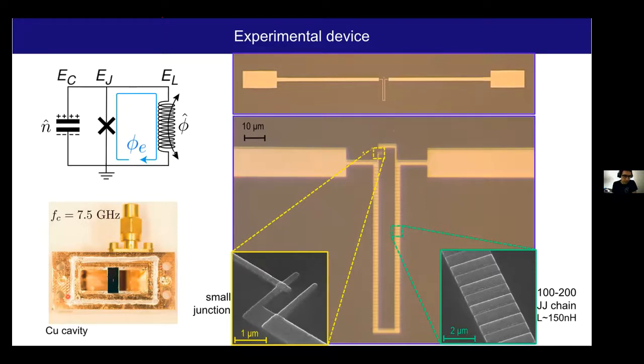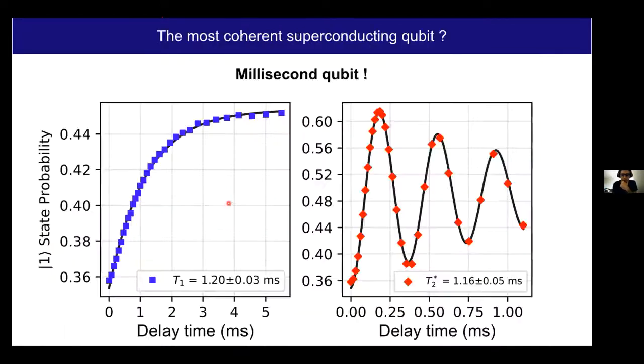We use a copper cavity at 7.5 gigahertz that we use to perform readout of the qubit. So if you want to know if it's a good qubit to store quantum information, you may wonder what the coherence time of this object is. We took this qubit and measured its coherence time, and here is what we got. This is a Ramsey experiment, and the Ramsey signal is the one we usually observe: a cosine with a decaying exponential. T2 star is 1.16 milliseconds.